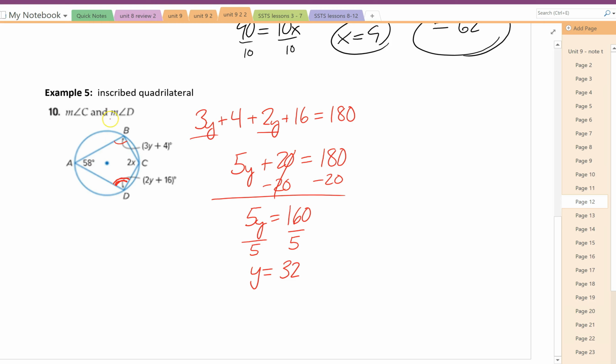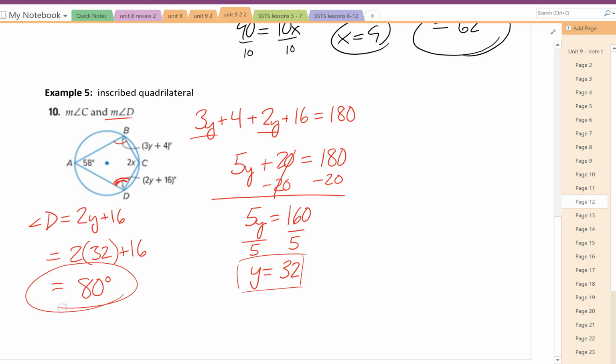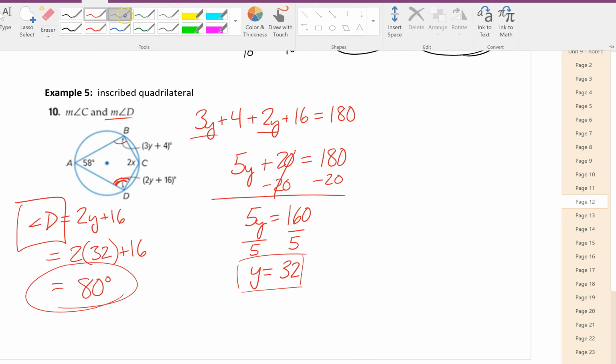But that doesn't tell me what angle D is here. Right? I want to know what angle D is. The expression for angle D is 2y plus 16. So because I now know what y is equal to, I'm going to substitute that in here for y, or I'm going to plug it in. So angle D is equal to 2 times 32 plus 16. 2 times 32 is 64. 64 and 16 is 80. So angle D would be 80 degrees.